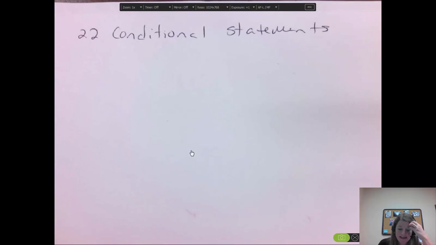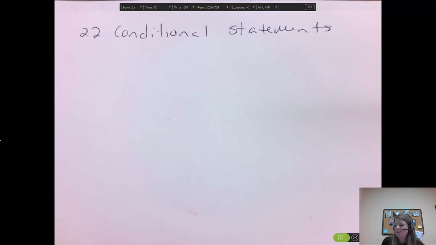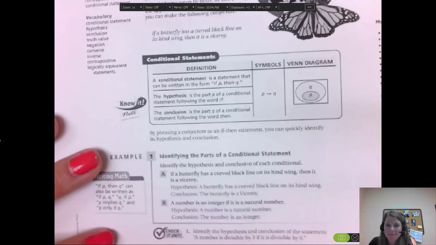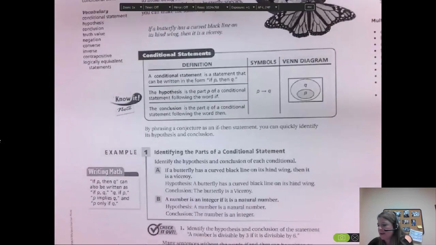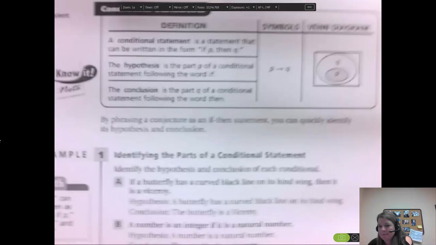So it's like, okay, if this, then this. So you're relating two things, saying if this is true, then this has to be true. Let me see if this will come up. So this is from your textbook. It's clear enough. I will zoom in a little bit.